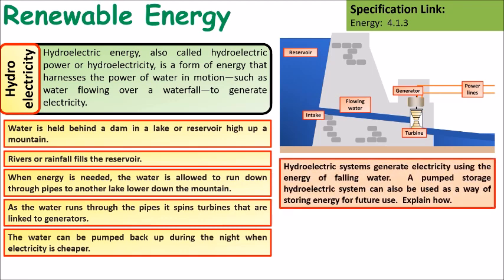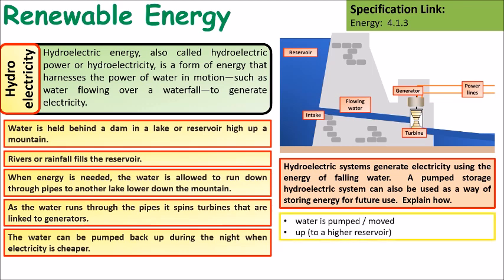Hydroelectric systems generate electricity using energy of falling water. A pumped storage hydroelectric system can be used as a way of storing energy for the future. Explain how. Some of the things that you might want to put are the fact that water is pumped or moved up to a reservoir higher up and can be released later.